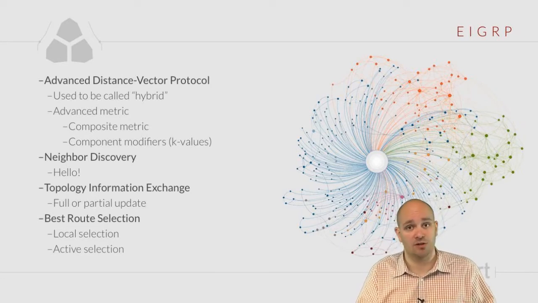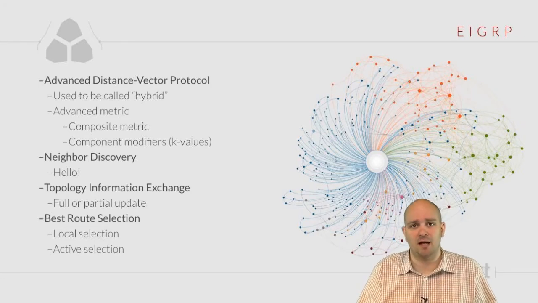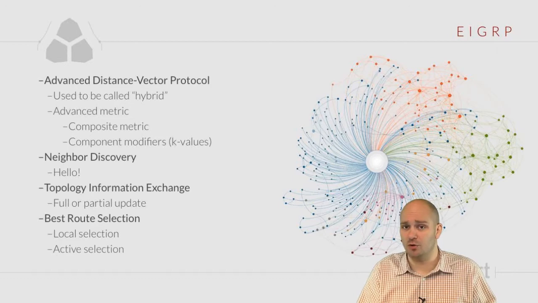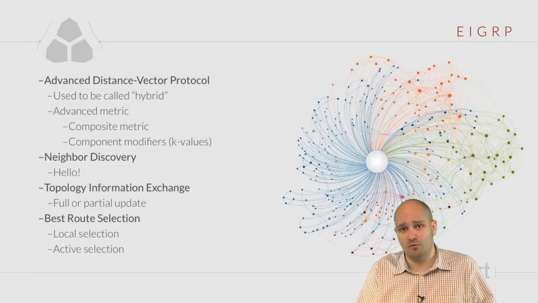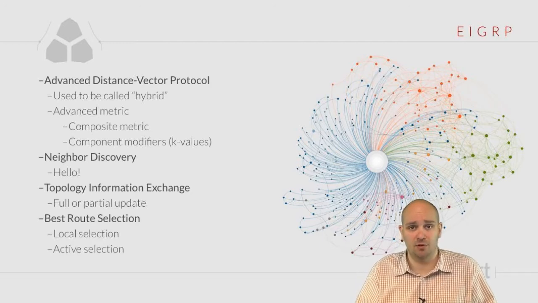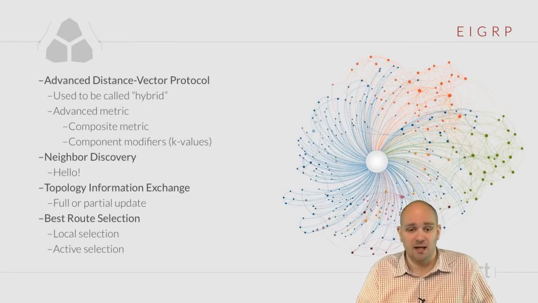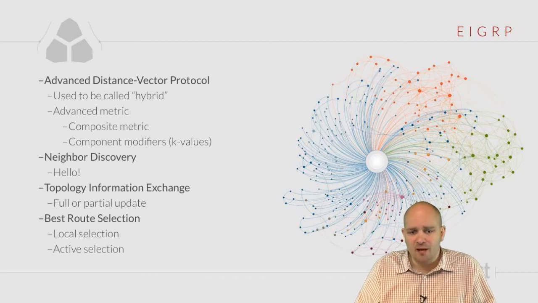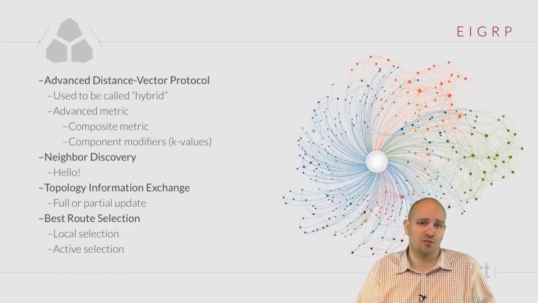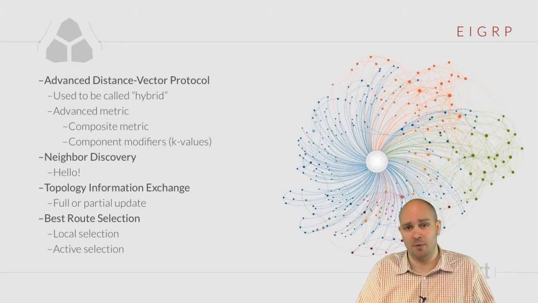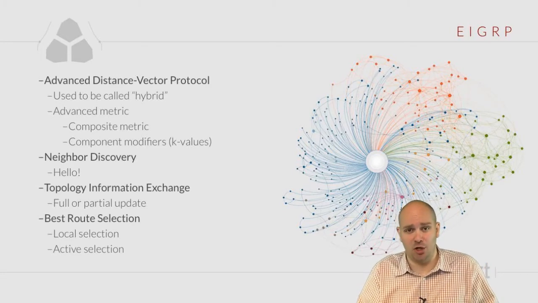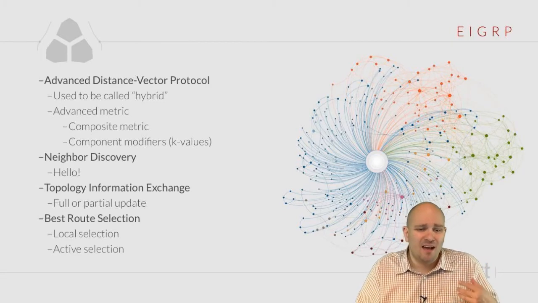If a certain thing has changed, the route has changed its metric or the new route has shown up, or maybe we need to remove a route. This partial information can be communicated, unlike some other routing protocols which send only full updates, like for example RIP. And finally, the best route selection is also what makes up the advanced part of EIGRP.